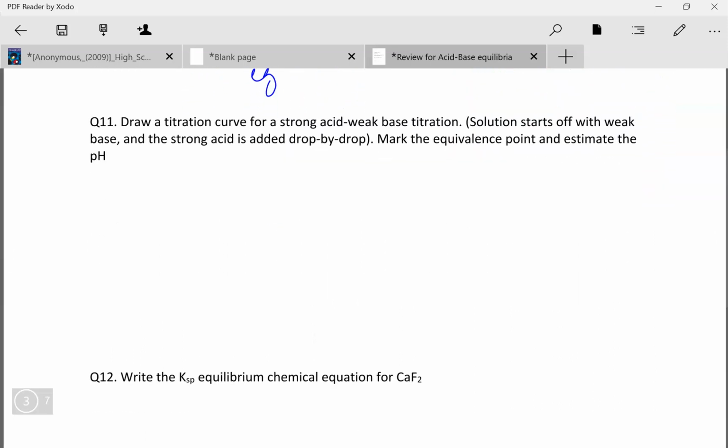Draw a titration curve for a strong acid, weak base. The solution starts off with a weak base. Strong acid is added drop by drop. So it looks something like this.